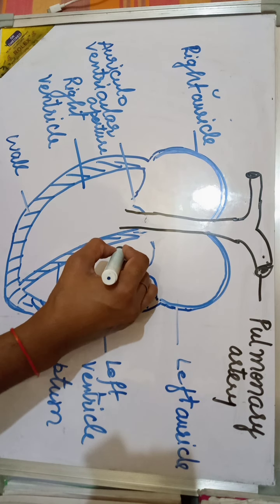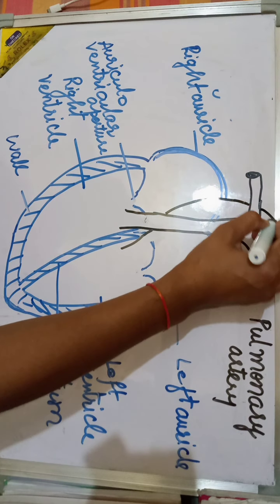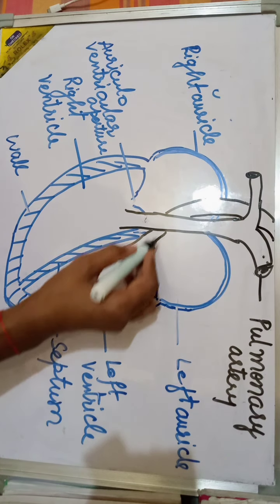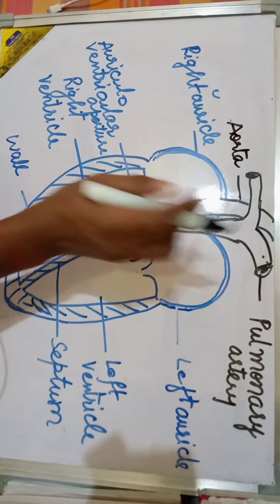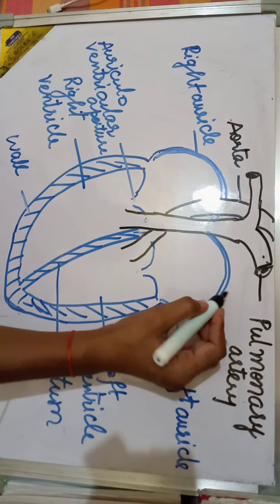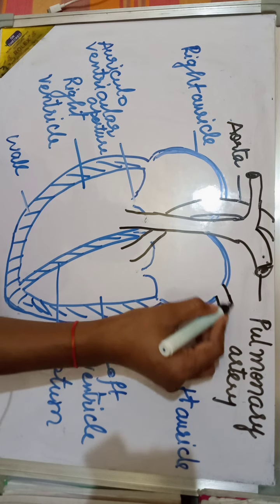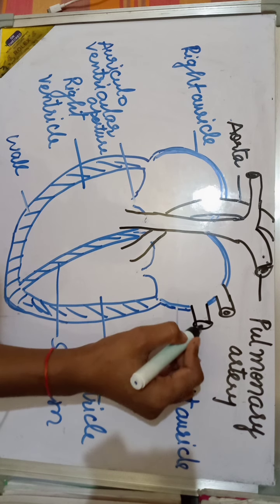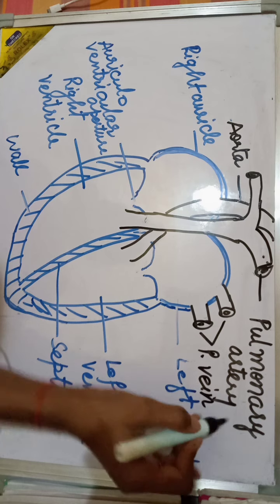And here one blood vessel is rising, which is almost roughly S-shaped, and this blood vessel is aorta. There are a pair of blood vessels opening into the left auricle. These are pulmonary veins. So pulmonary vein, P for pulmonary.